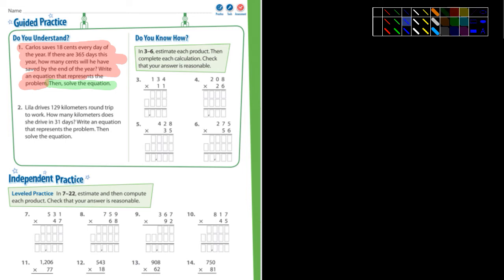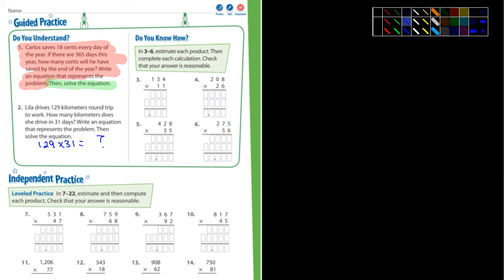Let's see what's number 2. So it says Lila drives 129 kilometers round trip to work. That's to and from work. How many kilometers does she drive in 31 days? Okay. Write an equation that represents a problem, then solve the problem. So this one, it's going to be 129, because that's what she does in 1 day, times 31 equals. All right.